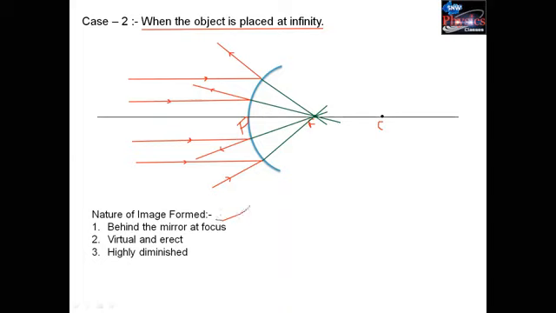The nature of image formed is behind the mirror, at focus. Okay, it is behind the mirror, mirror के पीछे बना, at focus. It is virtual and erect and it is highly diminished. पहले ही हमने बताया था कि जो हमारा convex mirror है, it always forms virtual and erect image.